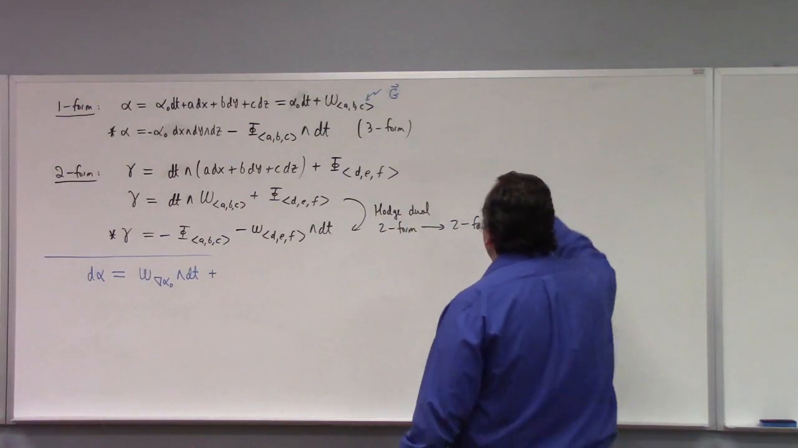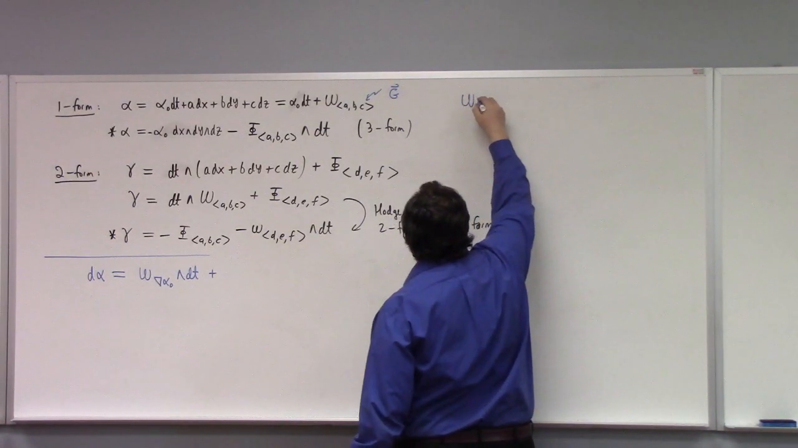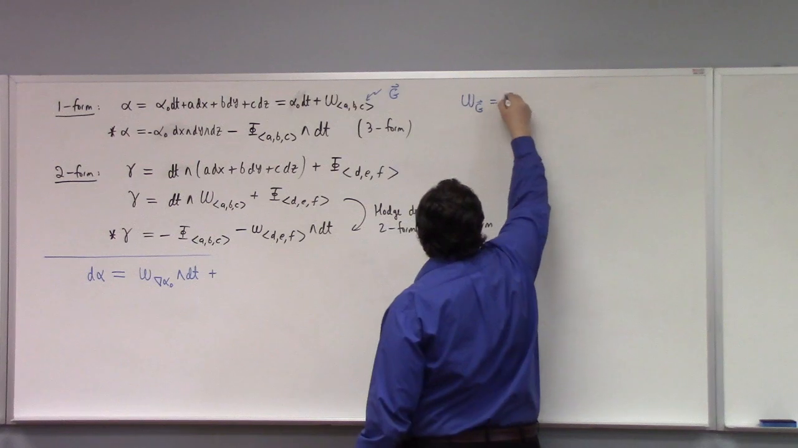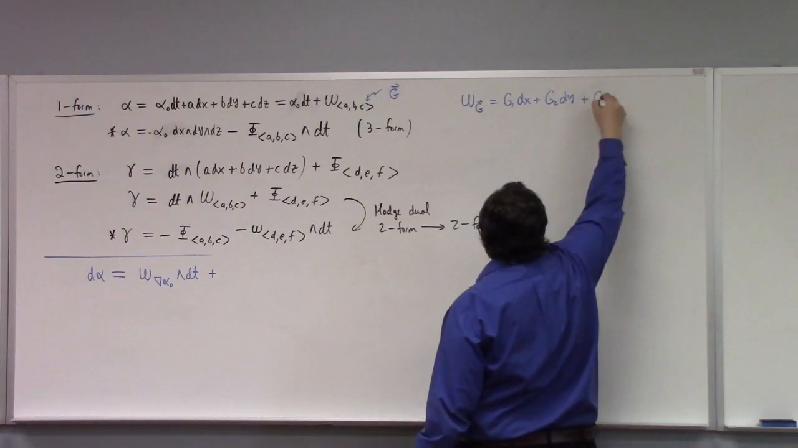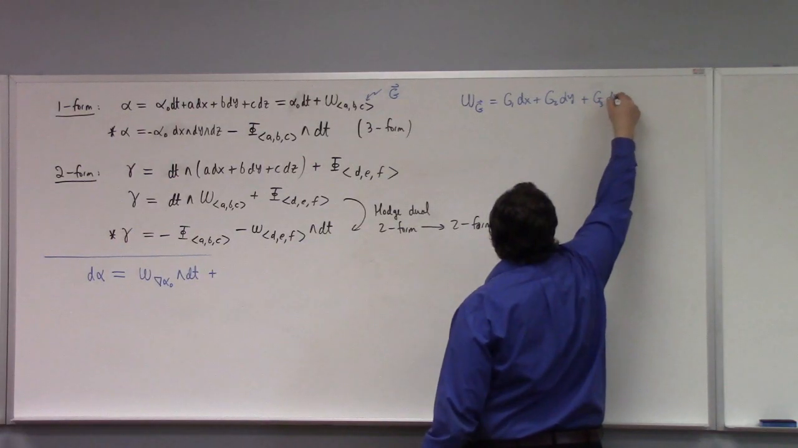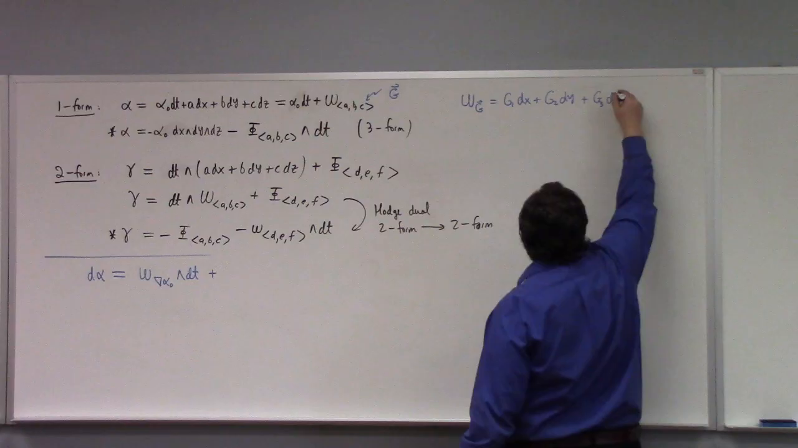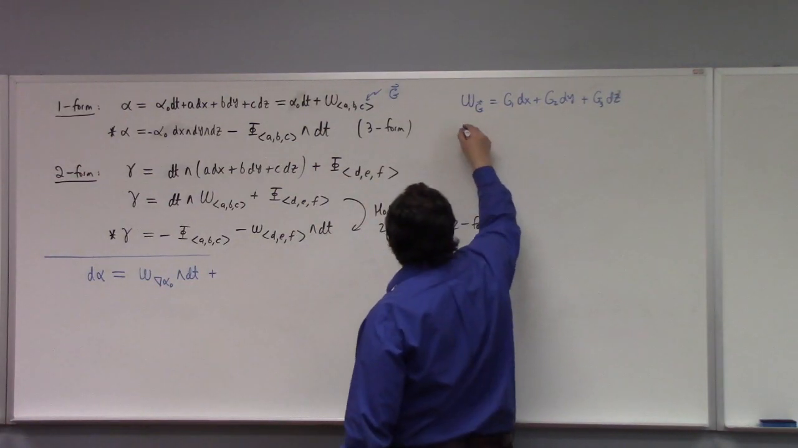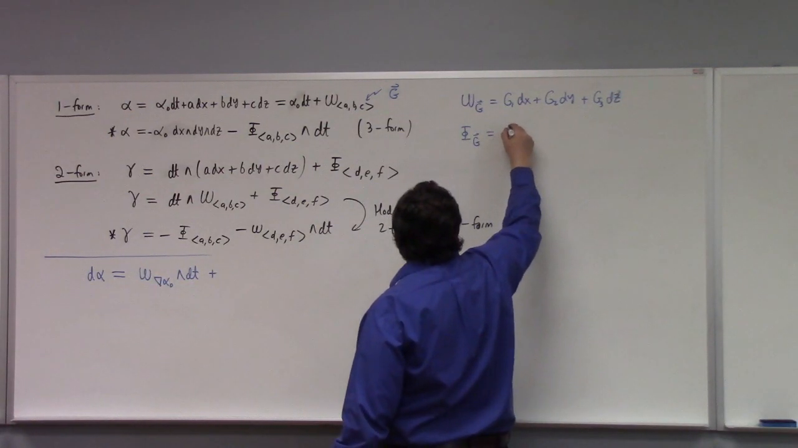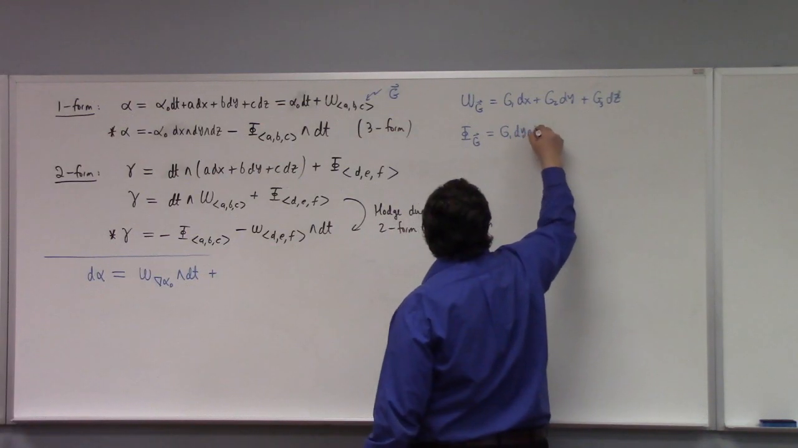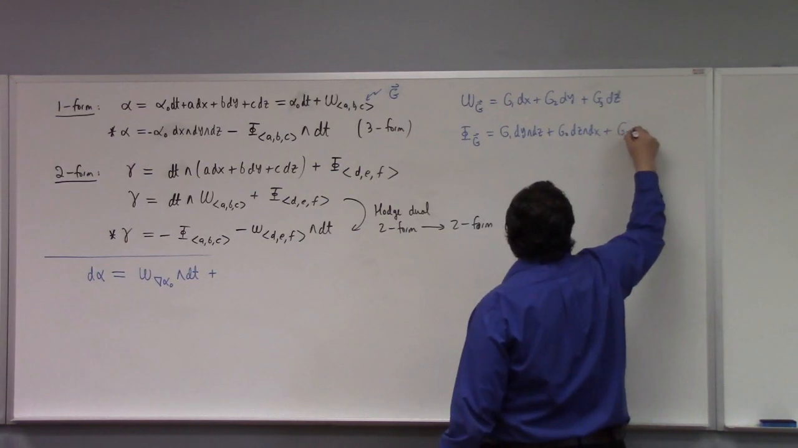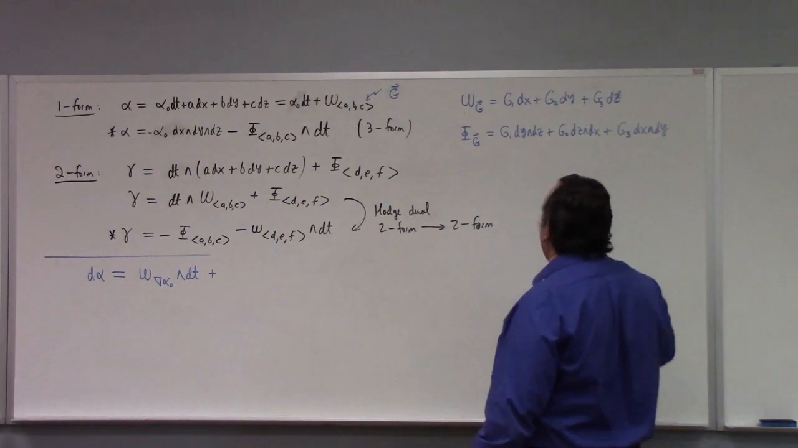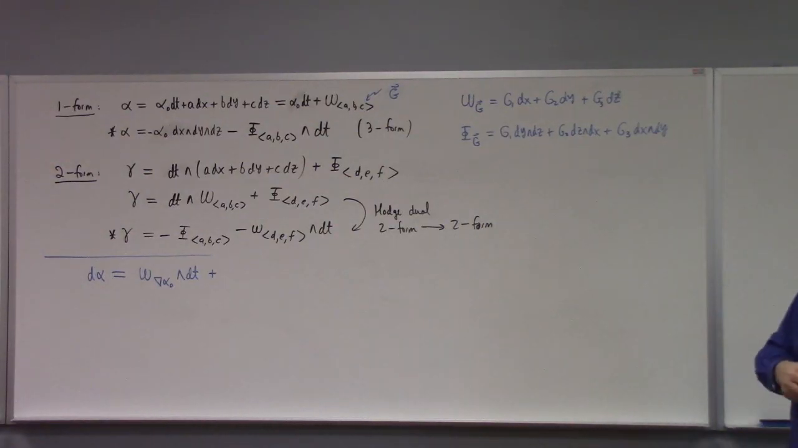The work form of the vector field G would be G1 dx plus G2 dy plus G3 dz. I'm only working with the 3-dimensional ones here. And the flux form of that same vector field is G1 dy wedge dz plus G2 dz wedge dx plus G3 dx wedge dy. These are the usual 3-dimensional work form and flux form maps that we talked about.